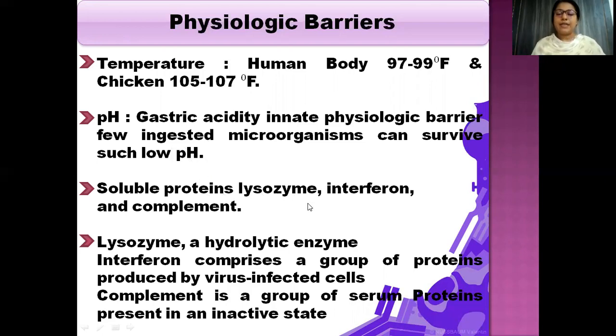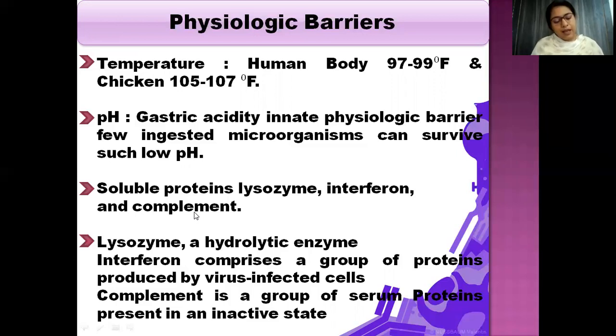Soluble proteins like lysozymes, interferons, and complement proteins are very helpful as a physiological barrier. Our eyes have lysozyme. Interferon, as the term suggests, is a kind of protein that interferes. When we have a cut or a wound in our skin, or any kind of lesion or abrasion, and there is a viral infection, then interferons help to fight against those virus particles. Now, complement protein, another system.